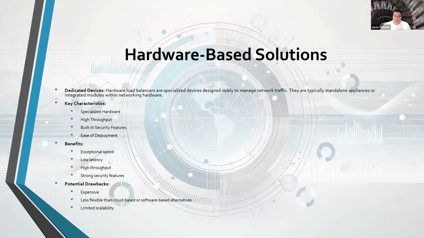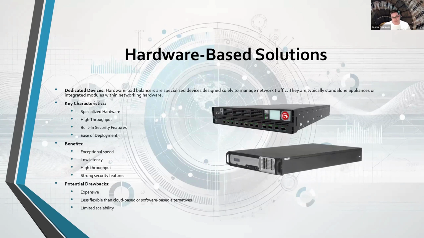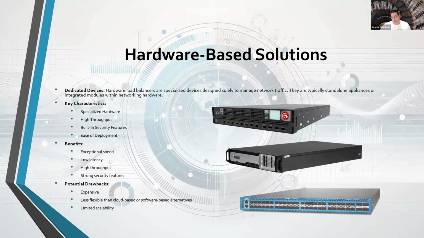The benefits are that they're extremely fast because they have dedicated processors that allow for rapid traffic distribution, and because of the low latency, high throughput, and strong security features, they're ideally suited for high traffic enterprise environments. One potential drawback is these devices are very expensive, so upfront cost is heavy, and expanding capacity also requires purchasing additional units, which makes scaling costly. A few examples would be the F5 BIG-IP, the Citrix NetScaler, and the A10 Thunder ADC.